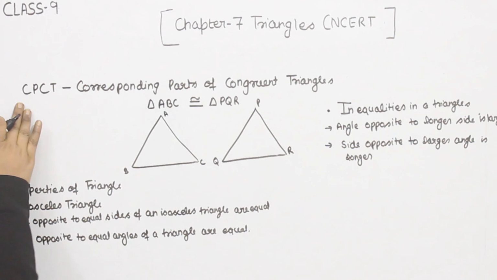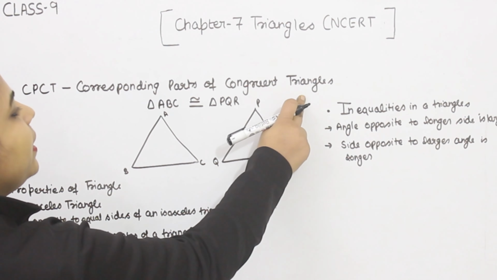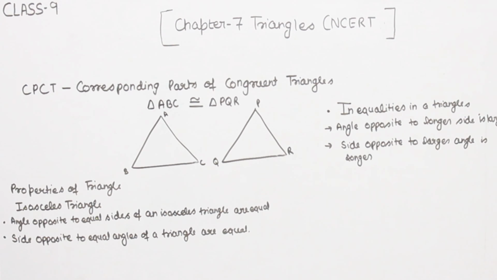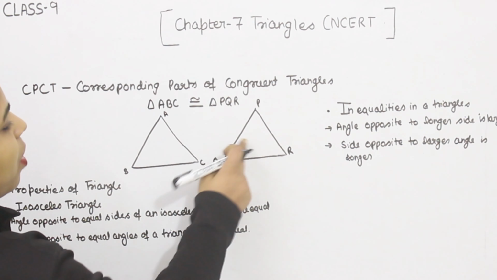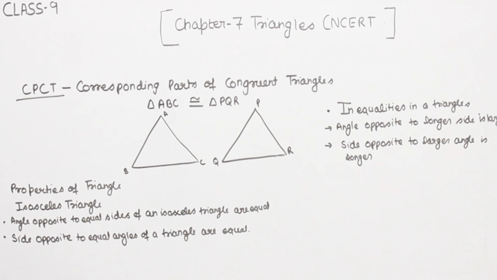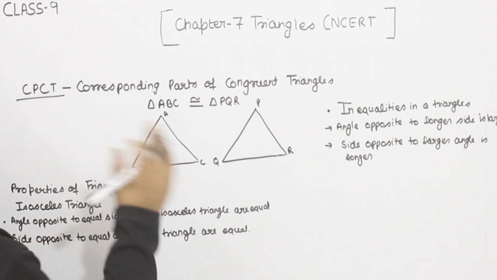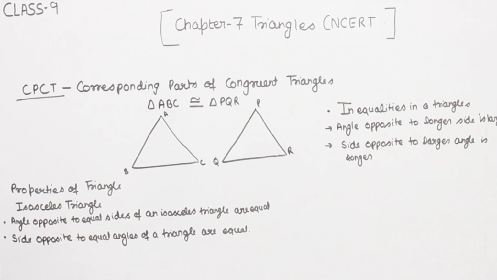Now comes the next topic, CPCT, that is corresponding parts of congruent triangles. In CPCT, first we have to prove that the two triangles are congruent to each other, then we can apply CPCT. In CPCT, corresponding parts of the congruent triangles are equal to each other.